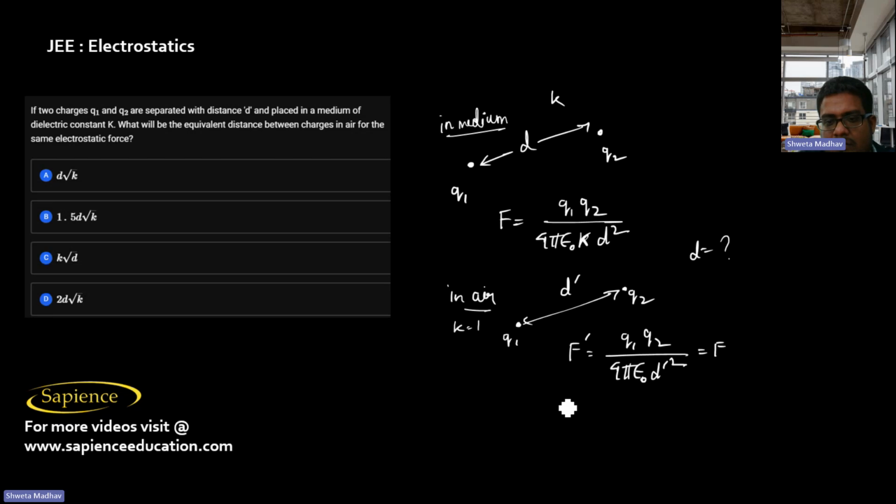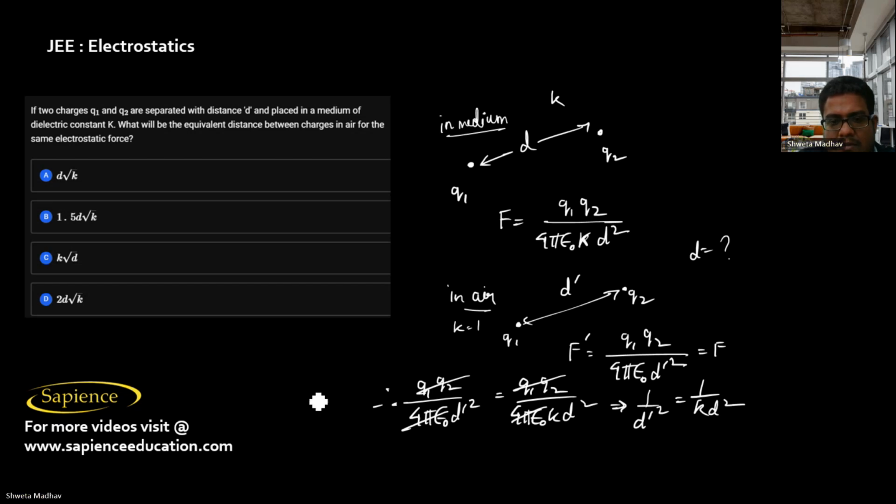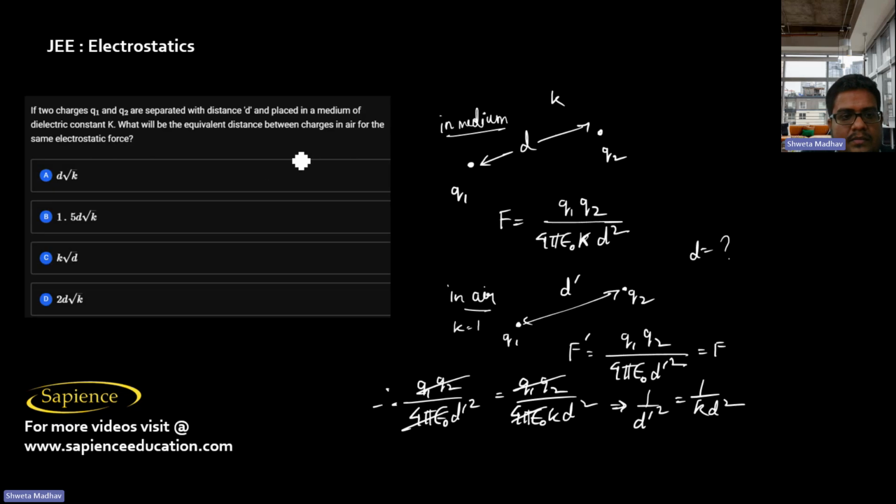So this should be equal to F. So therefore Q1 Q2 by 4 pi epsilon naught into d dash square should be equal to Q1 Q2 by 4 pi epsilon naught K into d square. Q1 Q2 will cancel, 4 pi epsilon naught will cancel, so 1 by d dash square is equal to 1 by K d square. So therefore we can say that d dash square is equal to K d square. Therefore d dash will be equal to d root K. So option A is the correct answer.